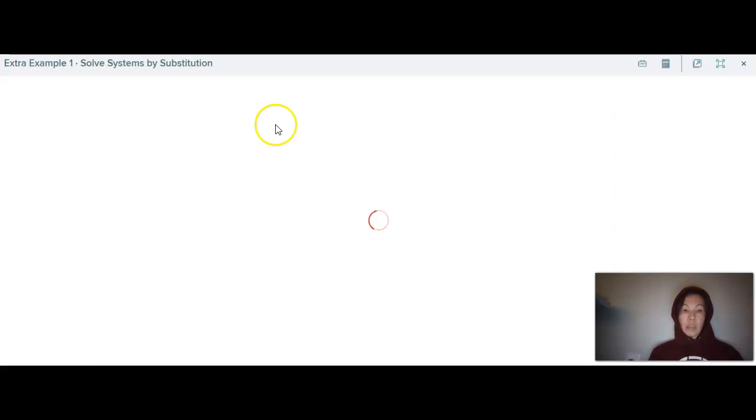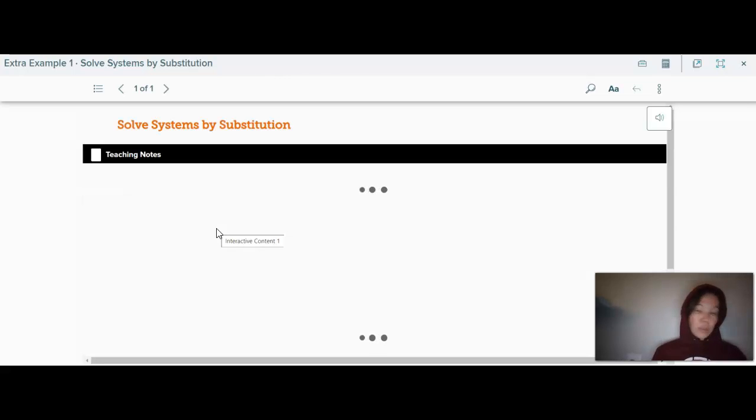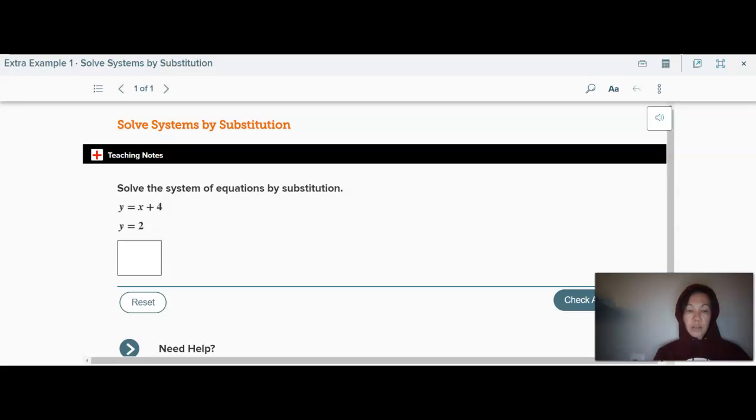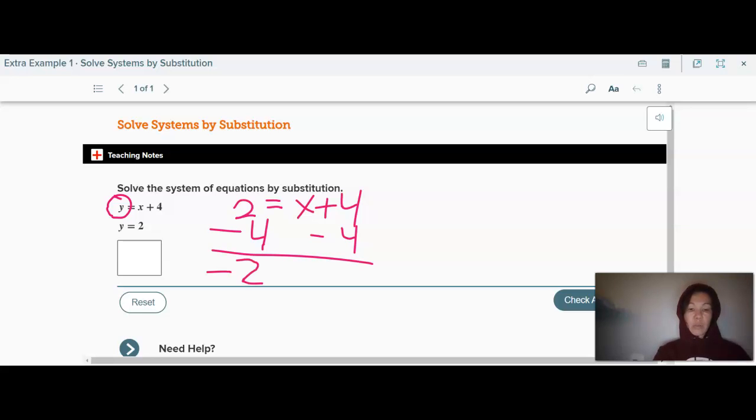Actually, before we do that, let's do another example together. Again, if we want to solve using substitution, we have y by itself: y equals x plus 4, and y also equals 2. So if y equals 2, then I could replace this y with 2. Now I have an equation with just one variable. If we subtract 4 from both sides, then we get that negative 2 equals x.